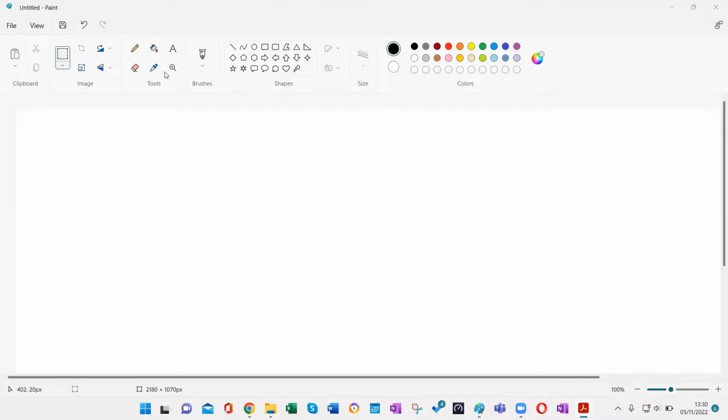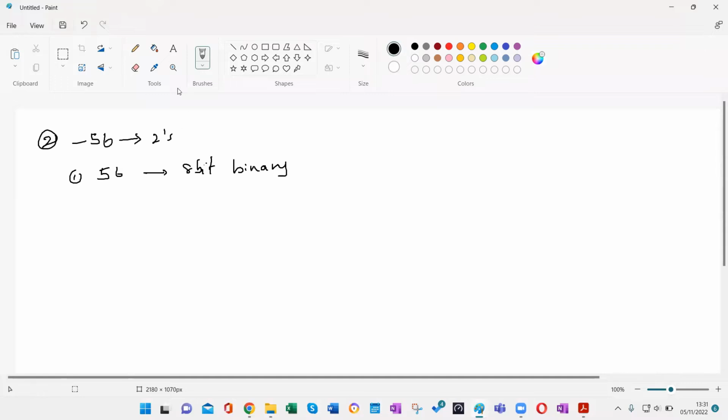Right. So the next one is minus 56, which should be displayed in 2's complement. Okay, what do you have to do? First, you need to convert, step 1, right? 56 should be displayed in 8-bit binary. You also do it. Once you finish, you take a snap and share it in the group. Then it's a confirmation for me that you did it.